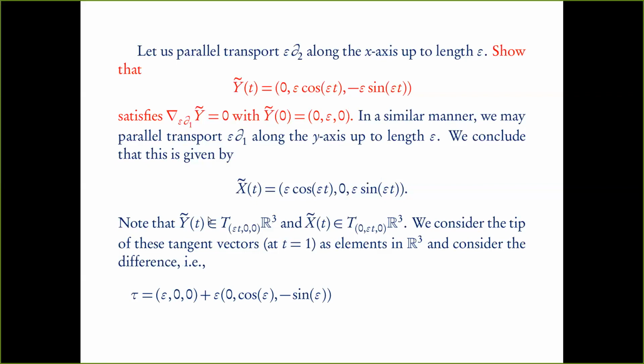So tau is going to be, you take the tip of y tilde 1, which means plug in t equal to 1 here, you get the base point epsilon, 0, 0, plus the vector at the base point, which is epsilon, and you plug in t equal to 1 here, you get epsilon cosine epsilon, minus epsilon sine epsilon. I've pulled an epsilon out because I can pull an epsilon out from this whole equation. I can pull an epsilon out from the x tilde as well. So this is the tip of y tilde 1. I subtract from that the tip of x tilde 1, which is the base point of x tilde 1, which is 0, epsilon, 0, and then x tilde 1 itself, which is epsilon cosine epsilon, 0, epsilon sine epsilon.